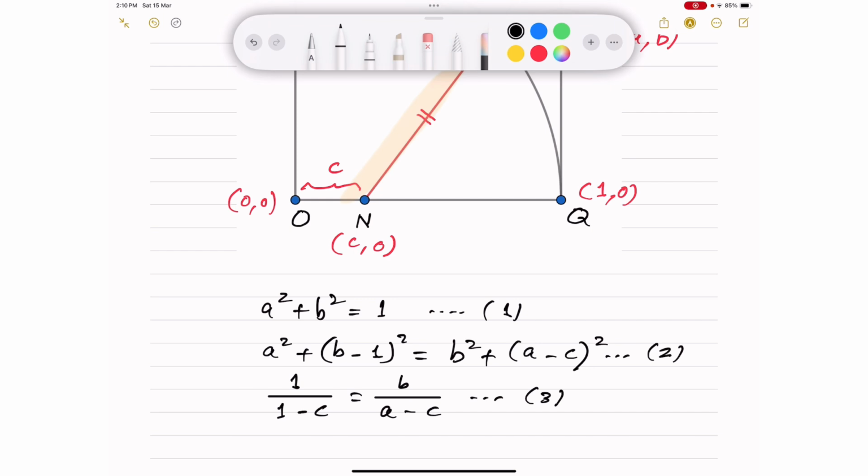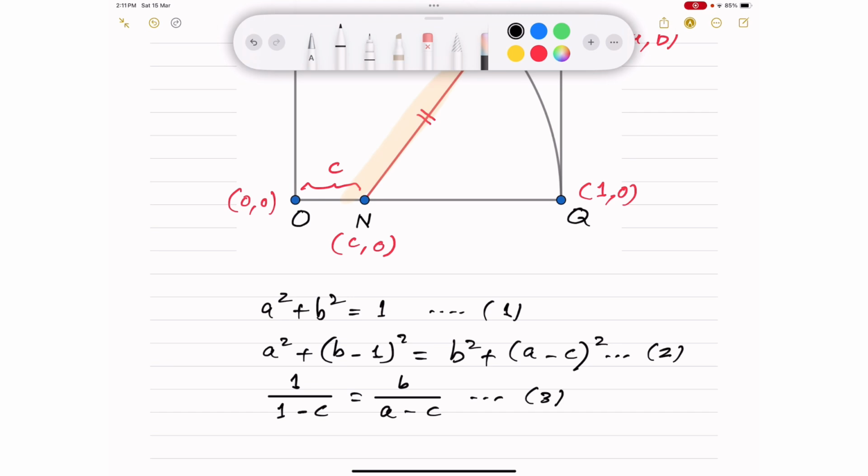So our job now is to solve for these equations. Okay, let me just double check the equations. A squared plus B squared equals 1. Yes. A squared plus B minus 1 all squared. By the way, it doesn't matter because it's squared. So B minus 1 squared or 1 minus B squared, it doesn't matter because they're all squared. And this is equal to B squared plus A minus C all squared. And then the slopes, okay, 1 over 1 minus C equals B over A minus C. Exactly. So now we have a system of three equations.